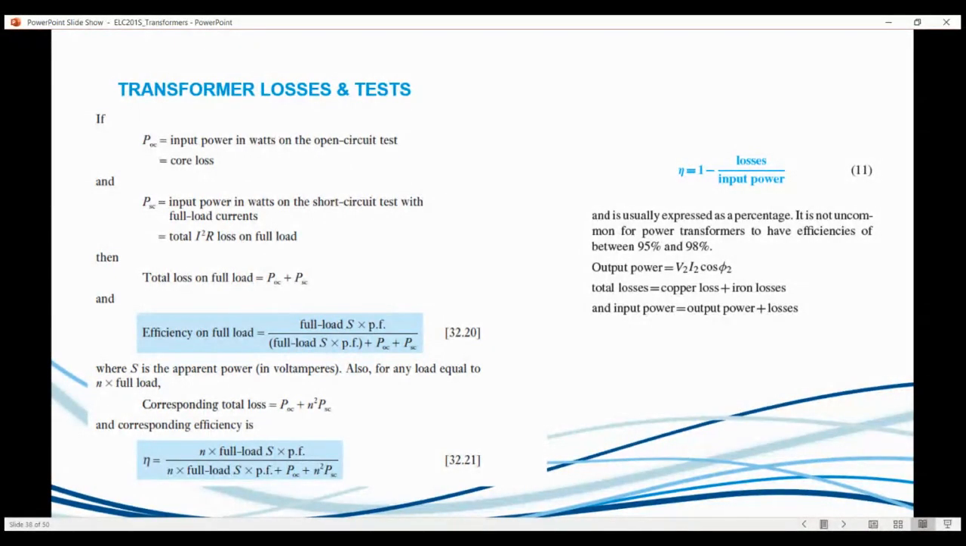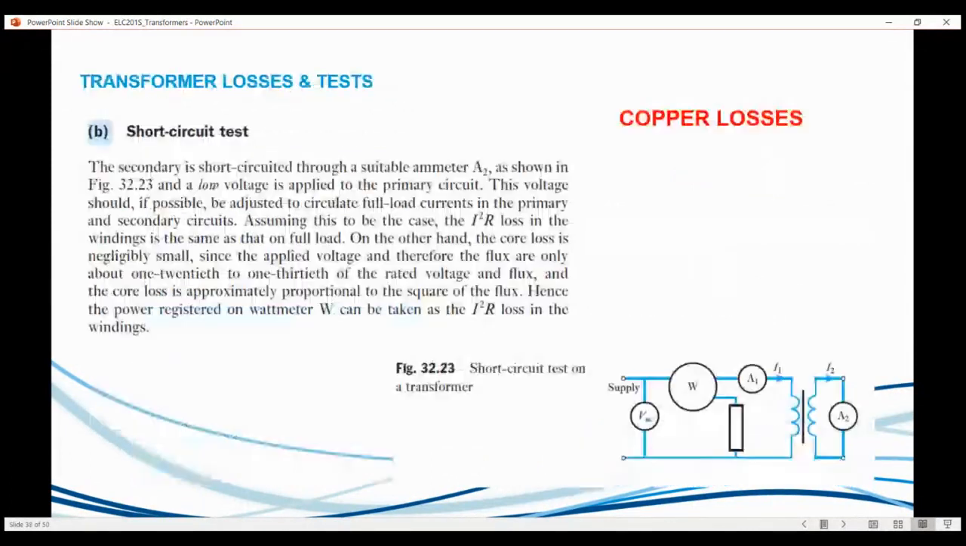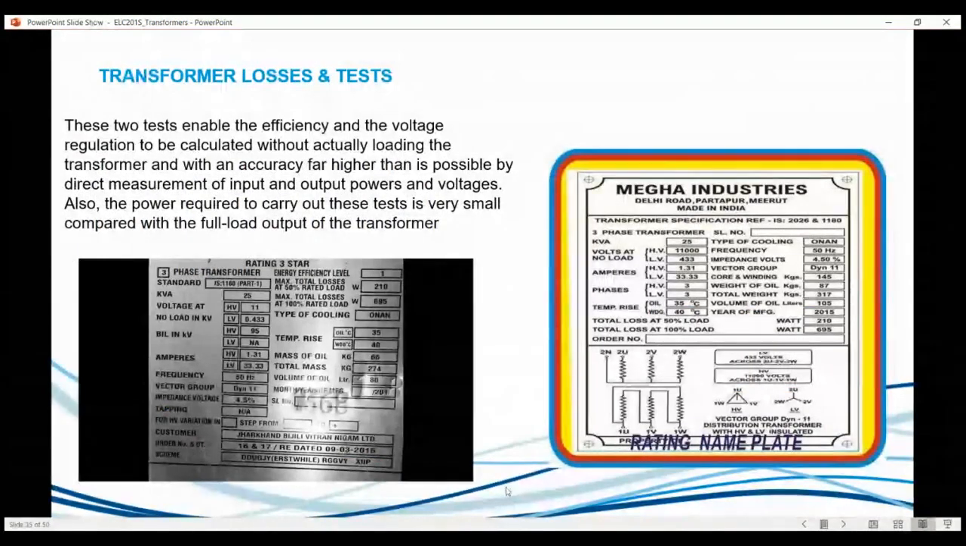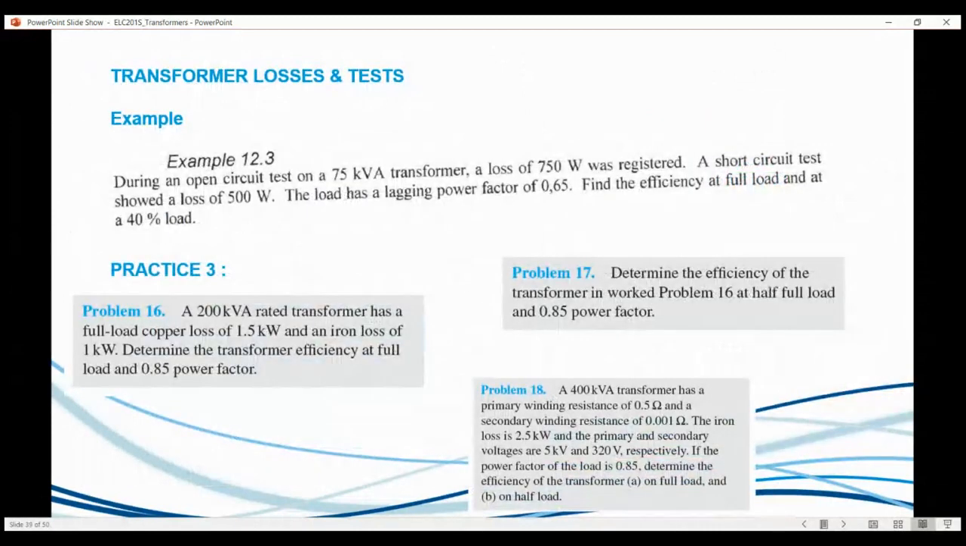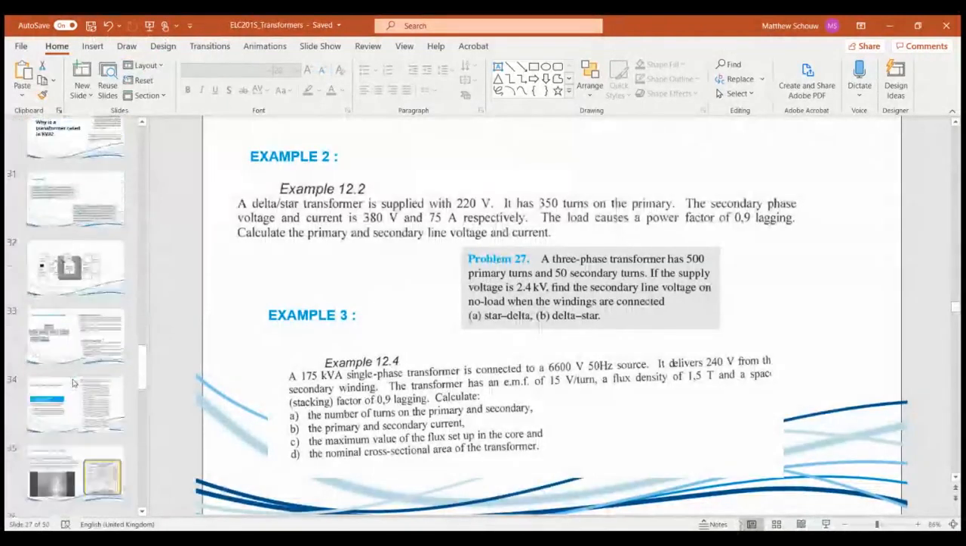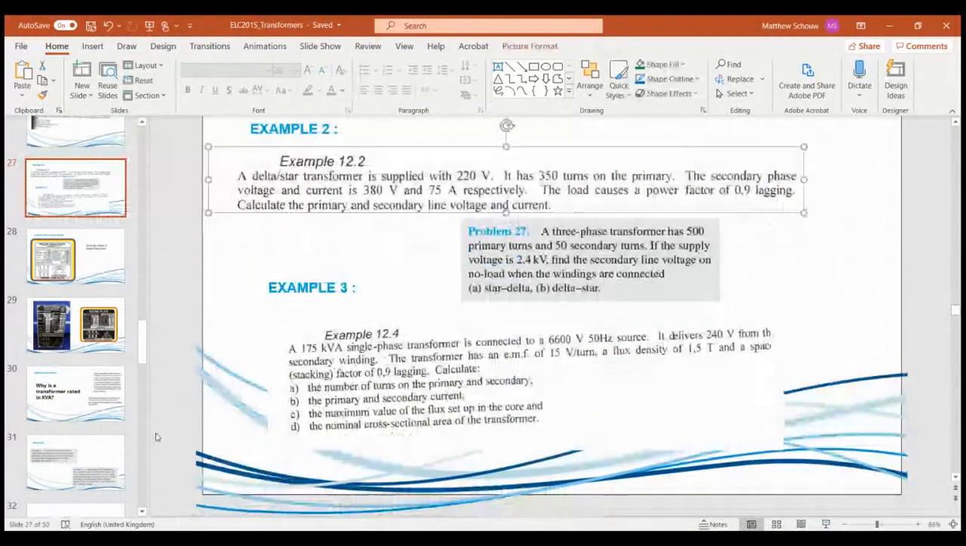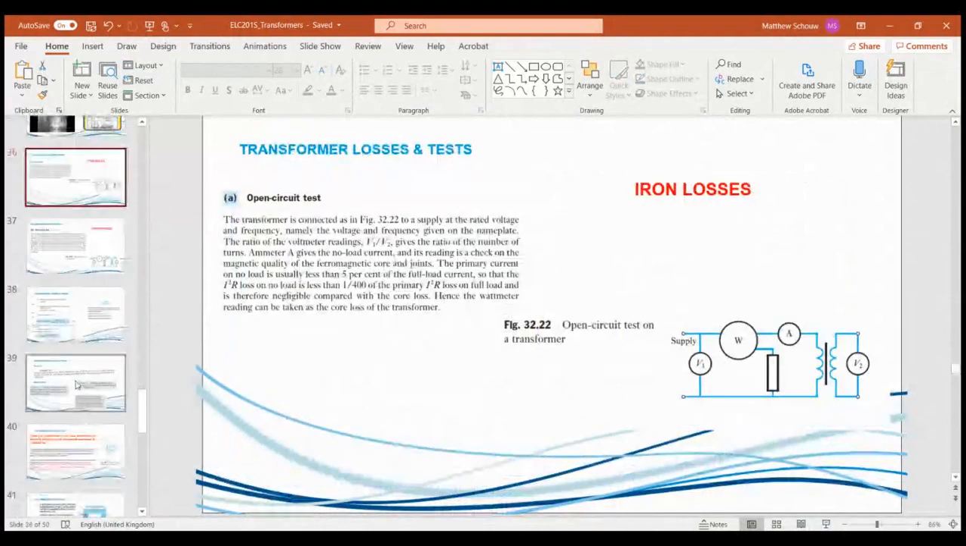They do state there, it's not uncommon for a power transformer to have an efficiency of 95% to 98%. That is quite normal. And the total loss is equal to the copper loss plus the iron loss. The input power is, as always, equal to the output power plus the loss. So those values are real, and that's how they're calculated by conducting the short circuit and open circuit tests. We'll just do two problems in this, and then you can go practice the rest. So do example 12.3, and you guys can do problems 16 and 17. Let's practice while I'm here. Super simple. Also coming for a different exam, it's just one of those things that's coming, but like I said, it's easy.